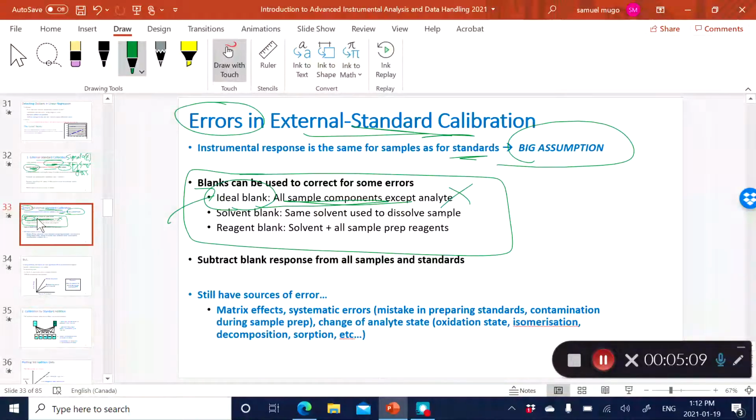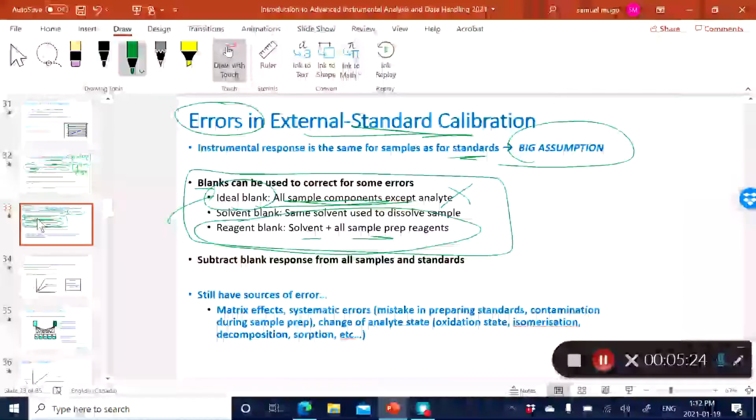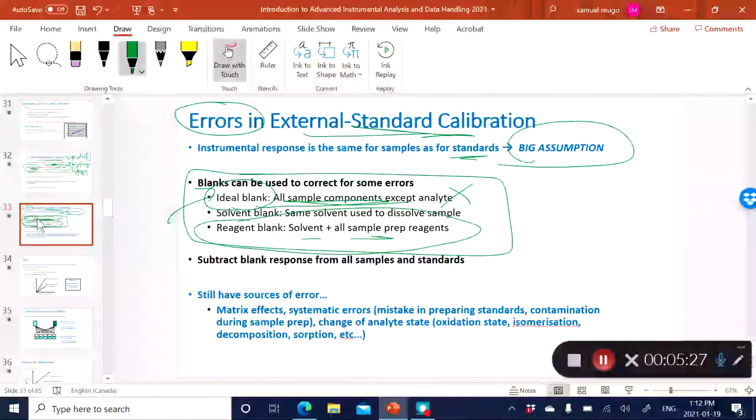The closest we get to a good blank is using the so-called reagent blank. And the reagent blank is where you've got the solvent, plus all the other reagents that you use to prepare the sample. So that one you can easily do in the lab. But again, sometimes that takes quite some bit of time to prepare.